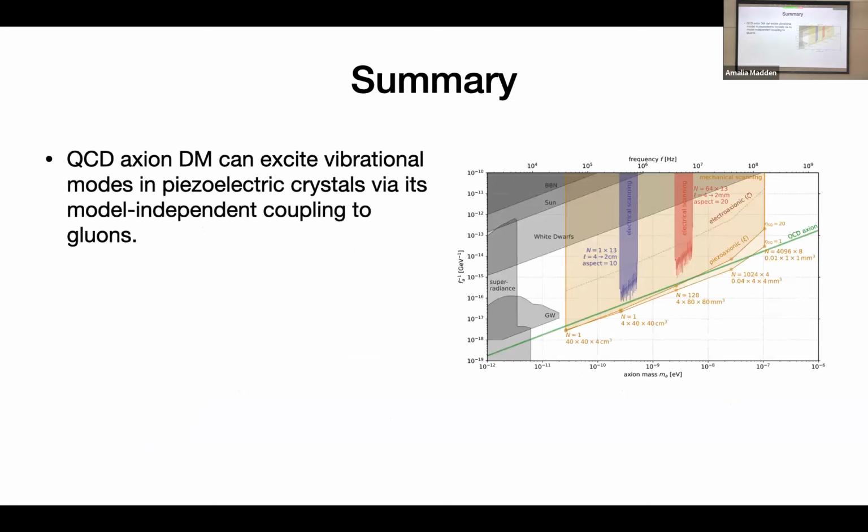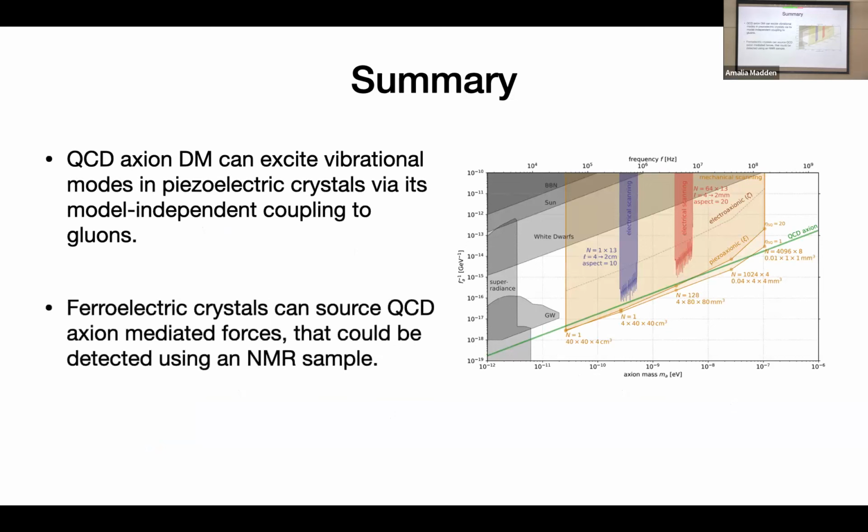And so for those who like their summaries in words, the QCD axion dark matter can excite vibrational modes in a piezoelectric crystal via its model-independent coupling to gluons. And now ferroelectric crystals can source QCD axion-mediated forces that we could detect using an NMR sample. And we believe that these would be complementary experiments to those performed with cavities. So thank you.